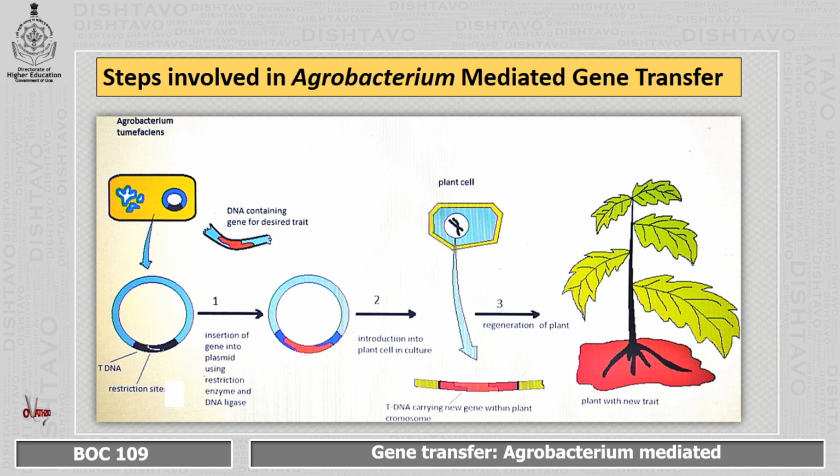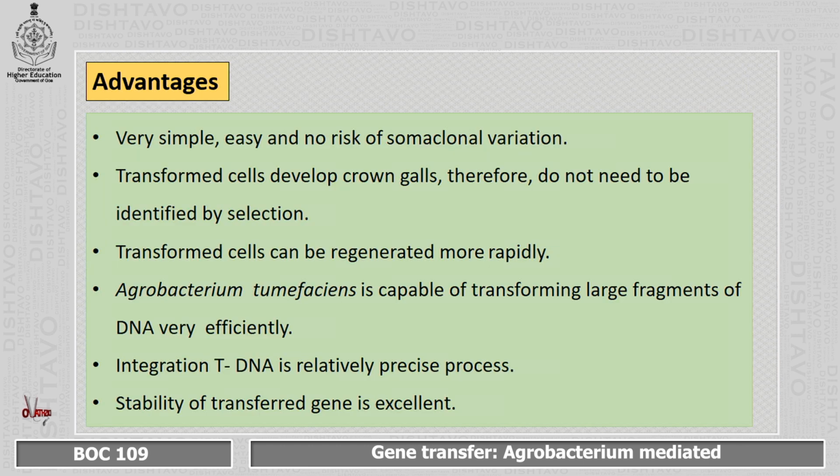And then you test for the trait, whatever gene has been incorporated, whether it is for crop improvement or higher yields. Now what are the advantages of this technique? It is very simple, easy, and there is no risk of somaclonal variation. Transformed cells develop crown galls, so it is easy to identify them. There is no selection required, or you do not use selectable markers to search for the trait. The transformed cells can be regenerated more rapidly with the normal process of growing them in vitro.